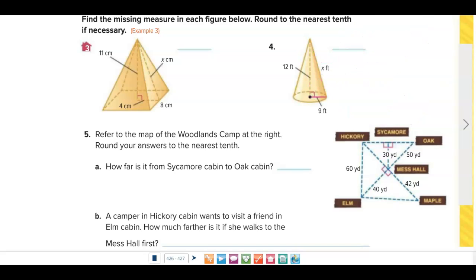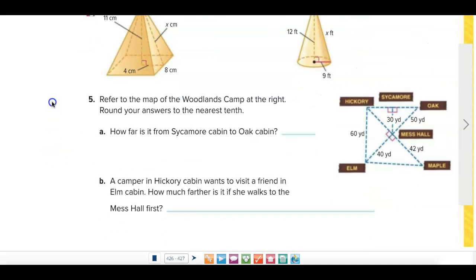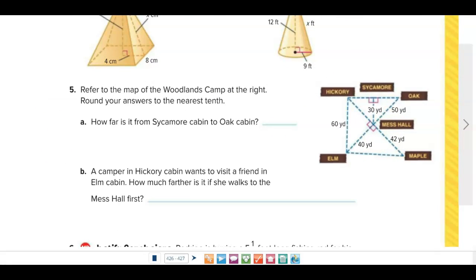All right, and then on number 5, they again got a little tricky because they gave you a map, and they give you a lot of extra lengths. So refer to the map of the Woodlands camp at the right, round your answers to the nearest tenth. How far is it from Sycamore Cabin, which is right here, to Oak Cabin, which is right here? So if you can see, we're going to use this right triangle here to figure out this distance.